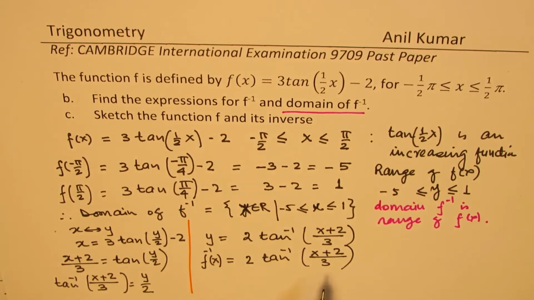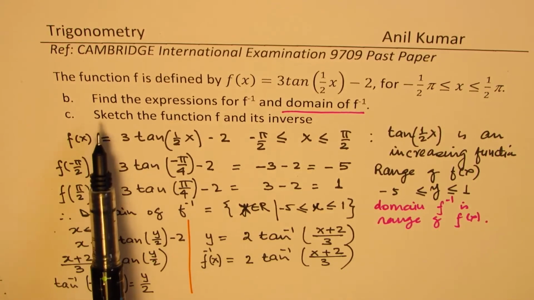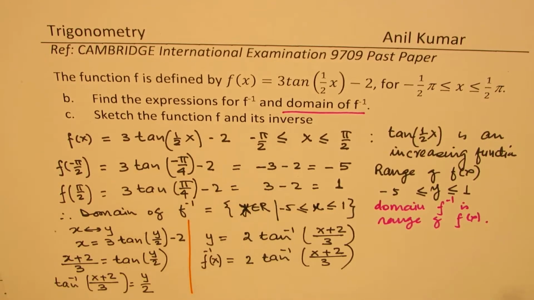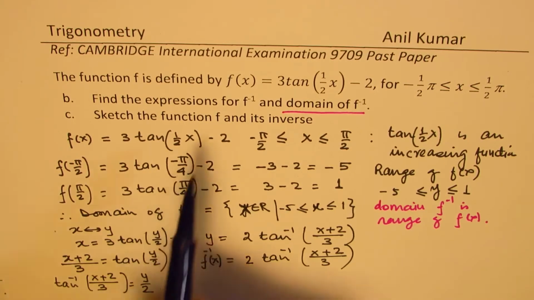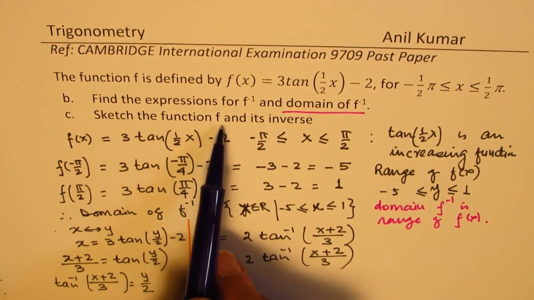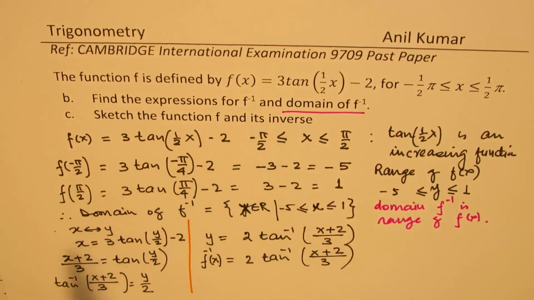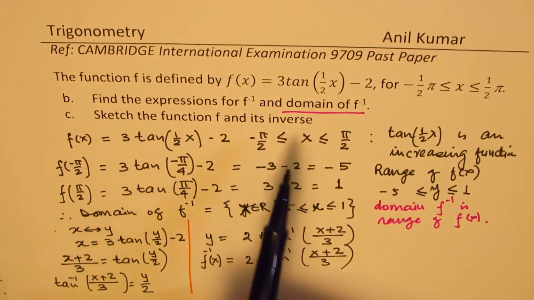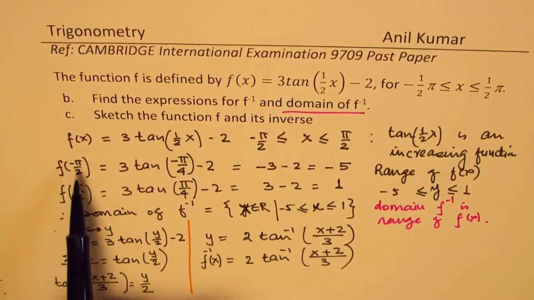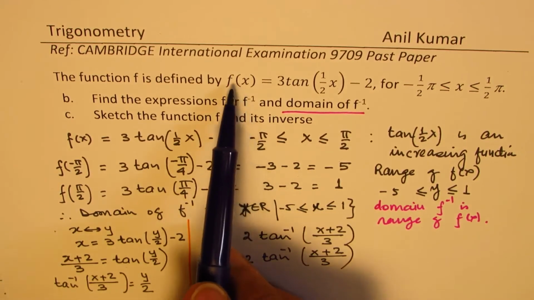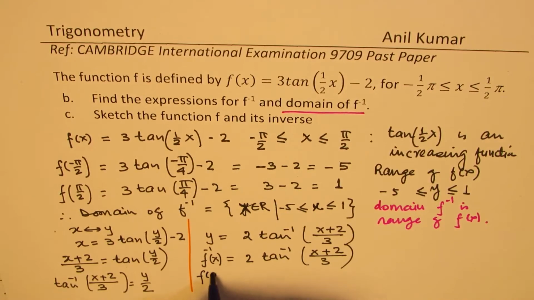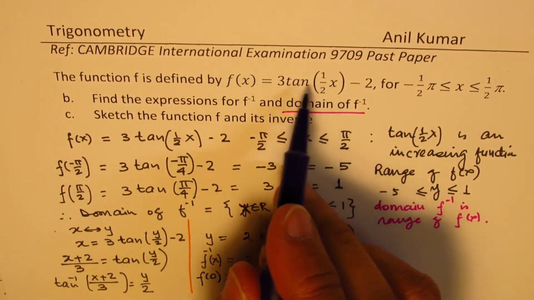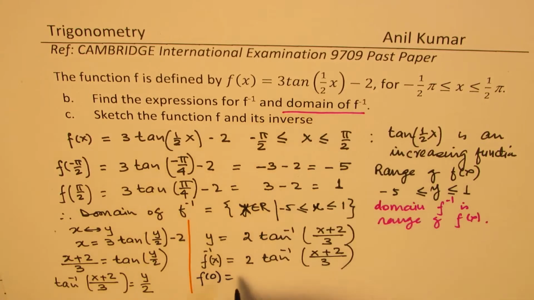Clear? Okay, so now the third part is to sketch the function f and its inverse. Okay, so we've done 2 parts. Now, to sketch this function, I would like you to pause the video, sketch it, and then look into my suggestions. We have already found 2 points here, right? So we'll find one more. What is f of 0? So when substituting 0 here, we get 3 tan 0, which is 0. F of 0 is minus 2, right?